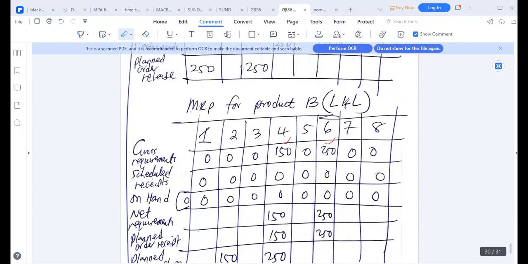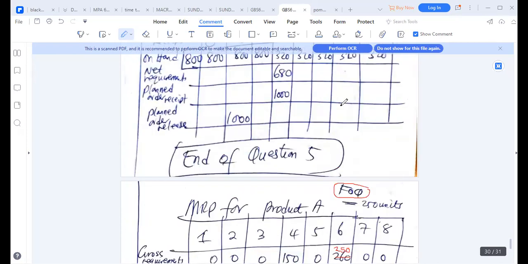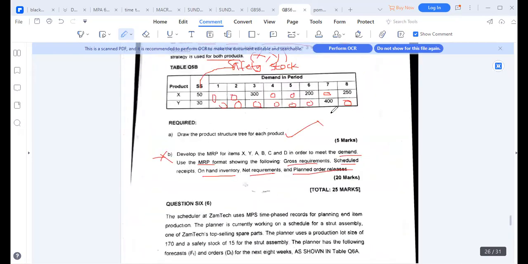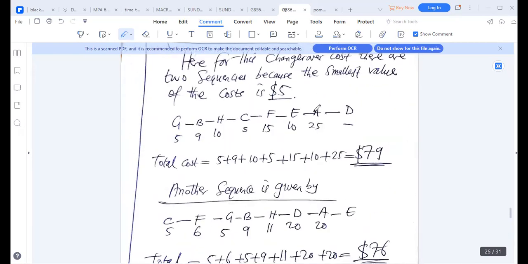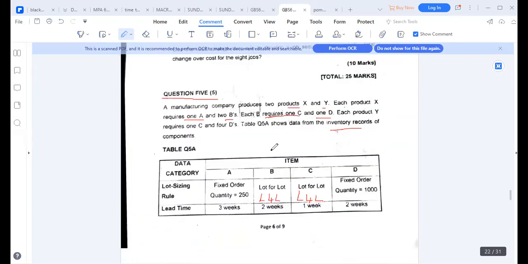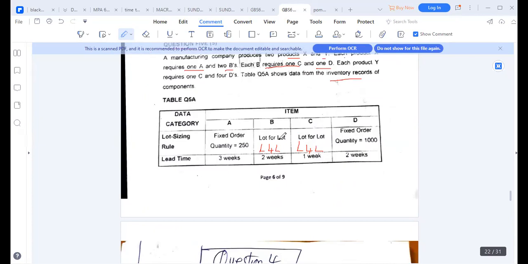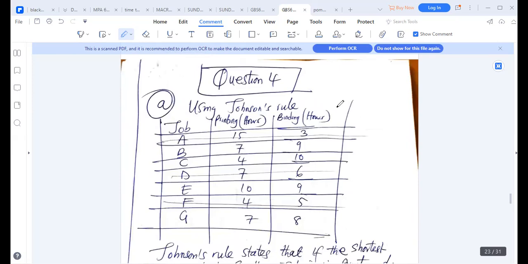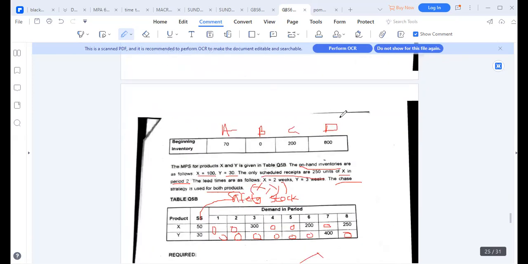We are using lot for lot. So the lot sizing rule for B is lot for lot from the table. So when we go to the table, we are getting the lot sizing rule. From this table, the lot sizing rule for B was lot for lot, not fixed order. For C, it's also lot for lot. For D, it is fixed order quantity of 1,000. So we come here and now finish up.